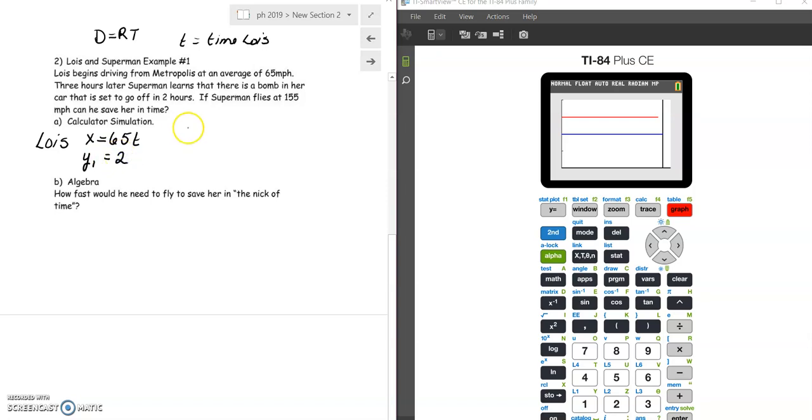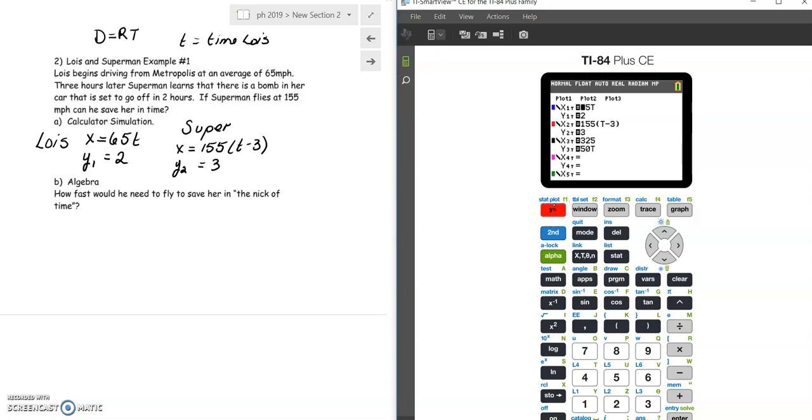Now when we do Superman, we're going to do distance equals rate times time for him. He flies 155 miles per hour, and his time is t minus 3 because, again, he started 3 hours later. Again, quite arbitrary, Y2 we're going to make 3 because he's Superman, he's flying. So he's going to be on y equals 3, higher than her.